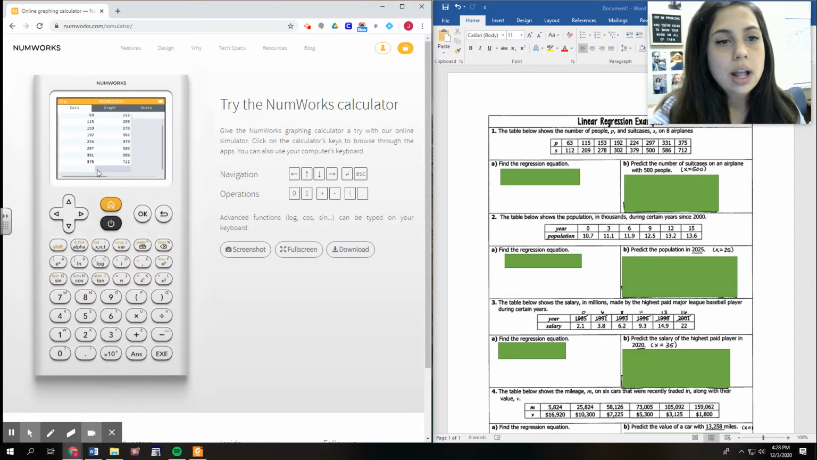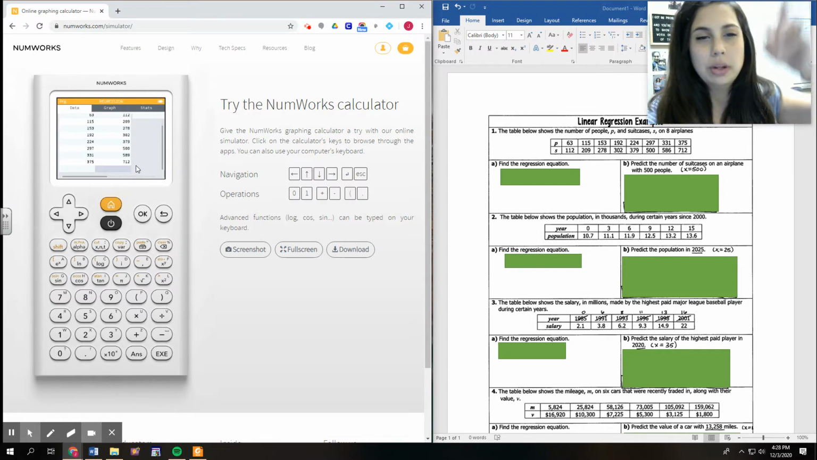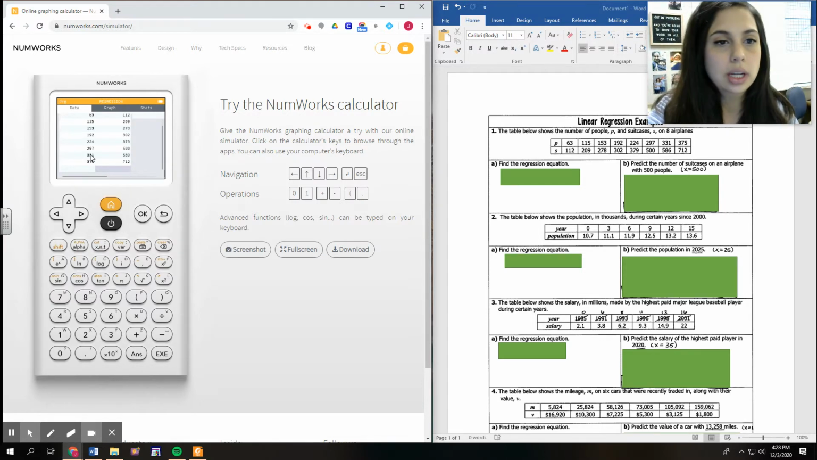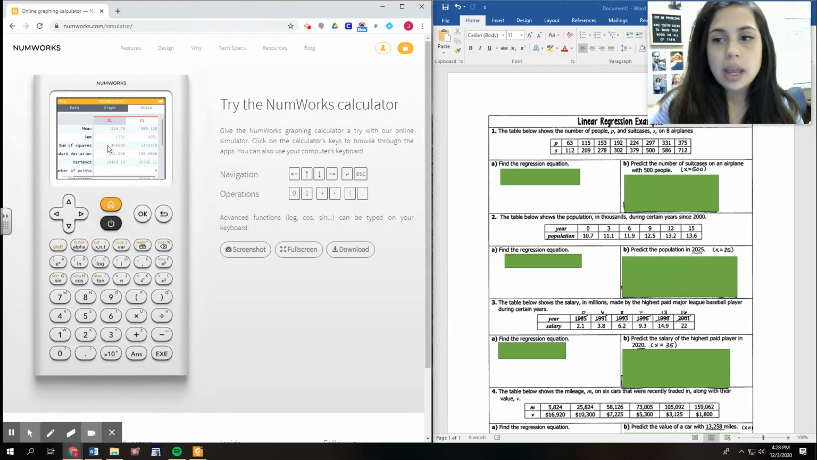You want to make sure that you have the same number of X's and Y's. If you have one more or less on either side, it means you mismatched and didn't put the right numbers in. So I'm going to go back all the way up to the top and go over to stats.